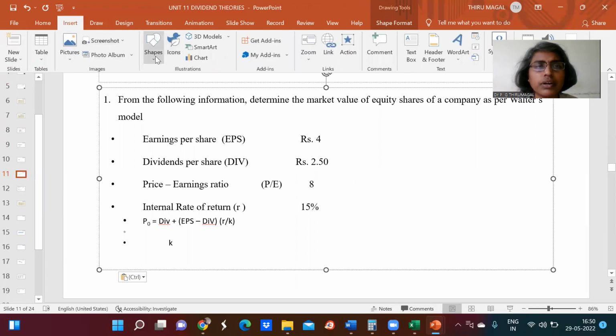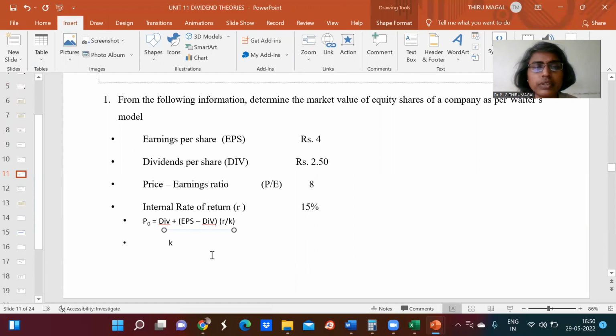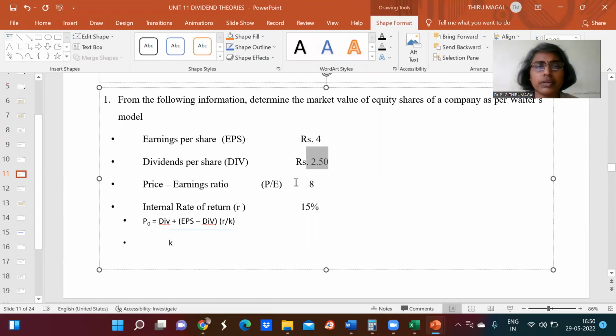If you see the formula, what are the data that are available? We require dividend. Dividend is there, 2.50. EPS is there, 4. R is nothing but internal rate of return, 15% is there. 15% means 0.15. Then K value. K value is missing in this.